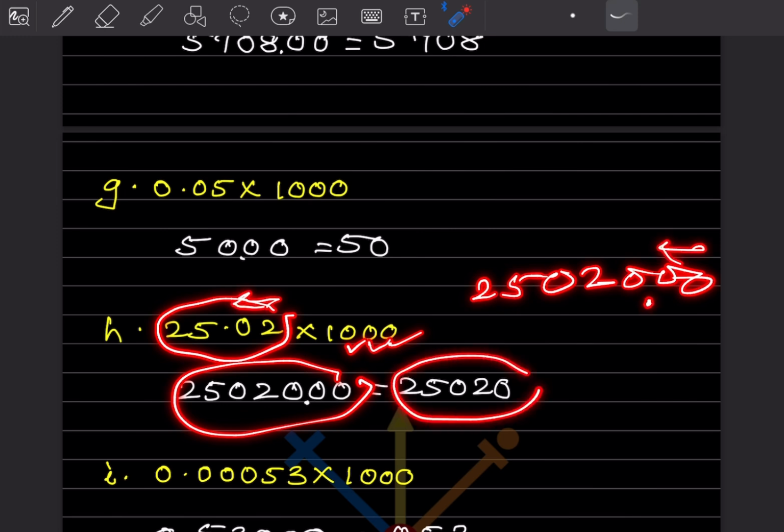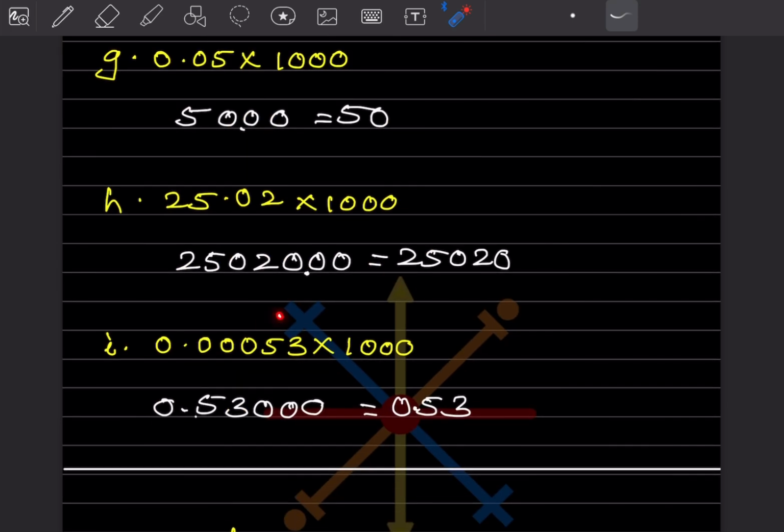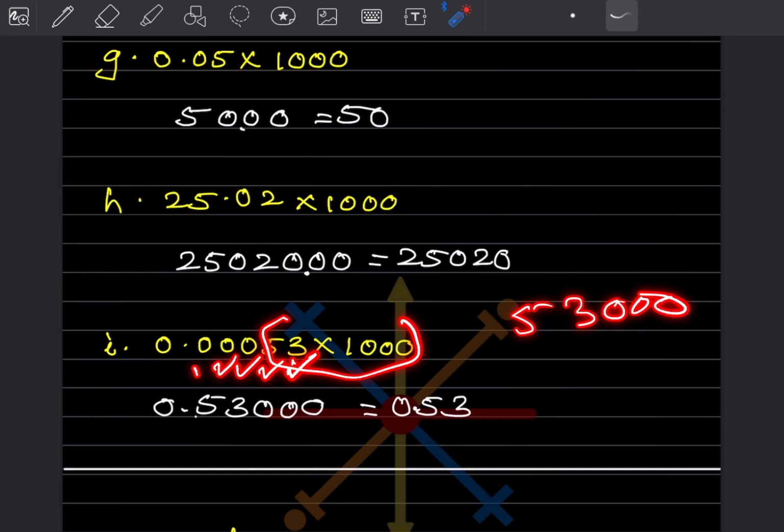This is the answer. Same here, you're going to multiply this and this one. So 53000. Here we can see 53000 after multiplying this one. But here we have to write the decimal, 1, 2, 3, 4, 5. So you will go backwards 1, 2, 3, 4, 5.